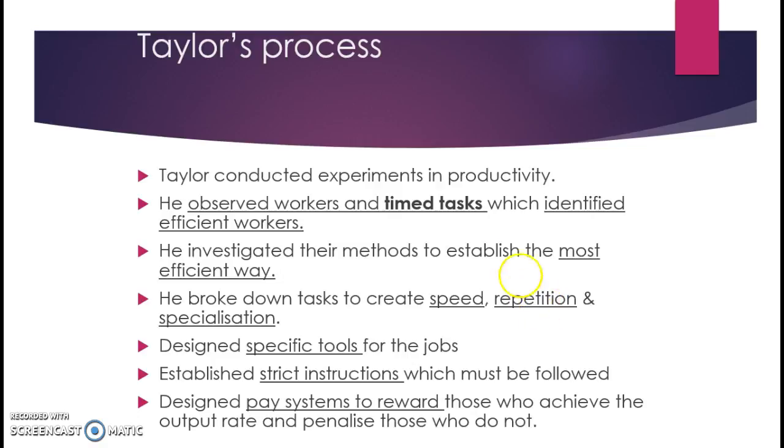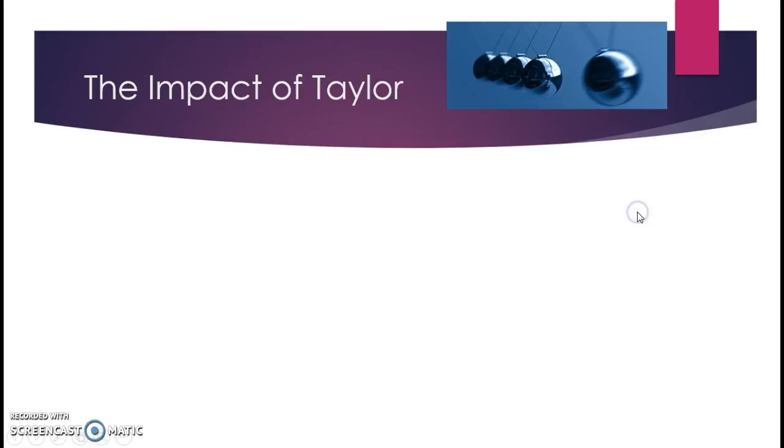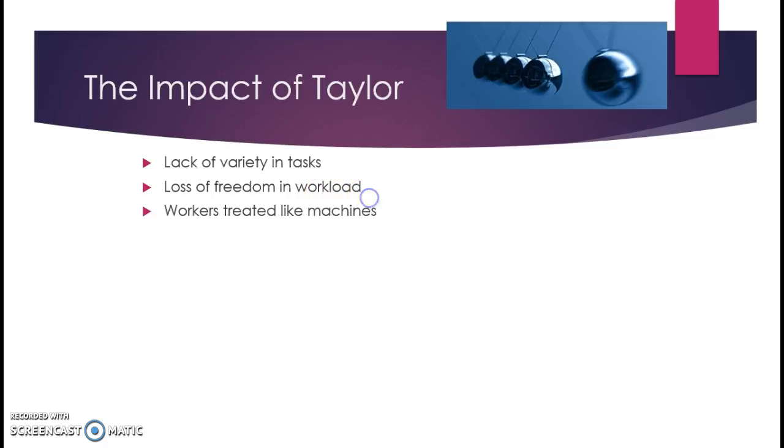So Taylor's approach to this was very much just through observation, just seeing who did the task the best. Whoever did it the best, they receive the best reward. So today, the impact of Taylor can be seen in that some jobs have a lack of variety in tasks. Taylor very much said, okay, break down the task into the very, very basic blocks of what the whole production process was. So there's no variety in the task. There was lack of freedom in the workload. You had to follow the instructions.